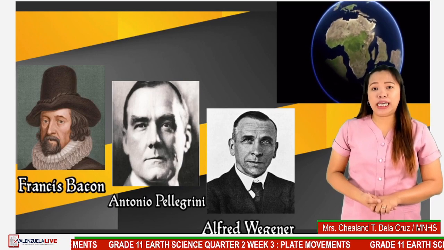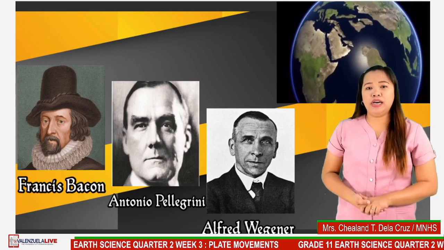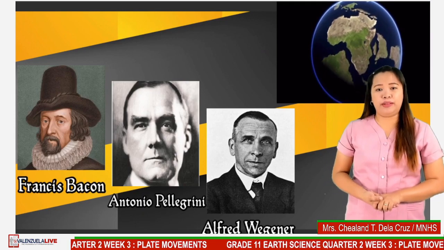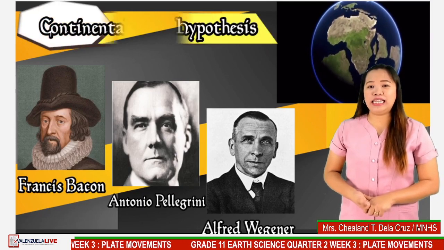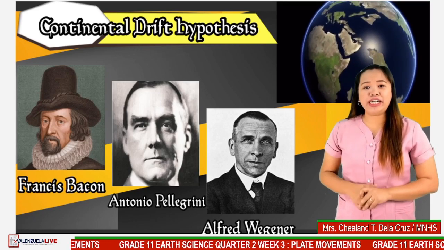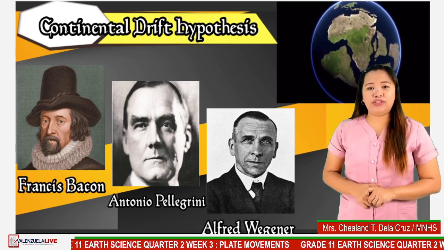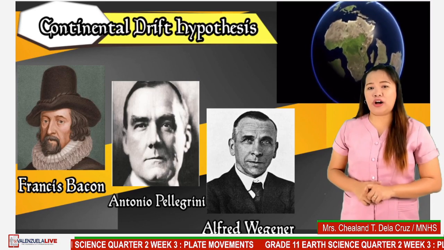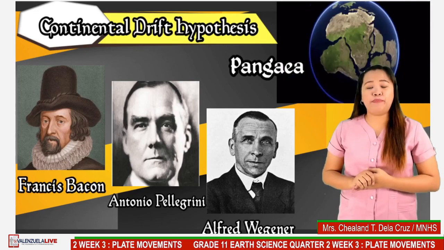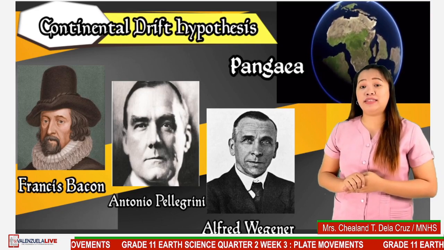But it was only in 1912 that Alfred Wegener published a theory to explain why the Earth looked like a huge jigsaw puzzle. He called this continental drift hypothesis. He suggested that a very long time ago, all the land that covered the Earth had been joined together into one huge continent. He named this landmass Pangaea and proposed that millions of years ago, this supercontinent had somehow broken up.